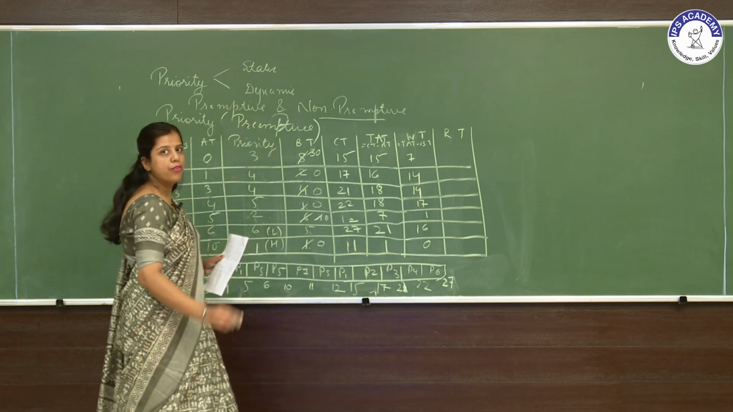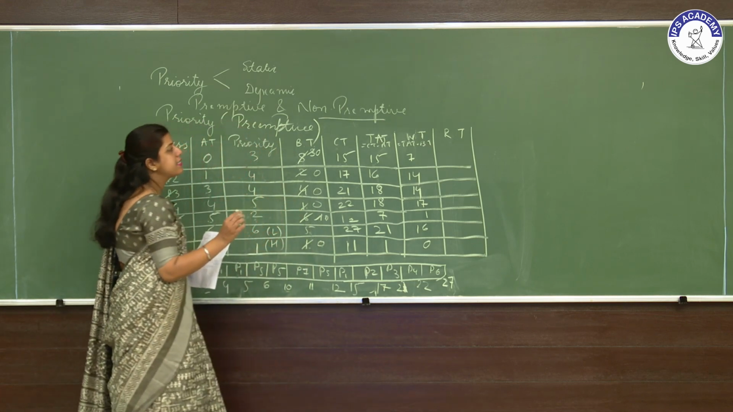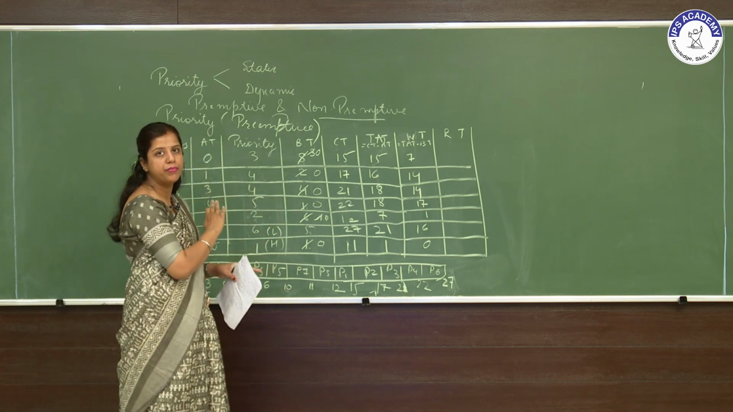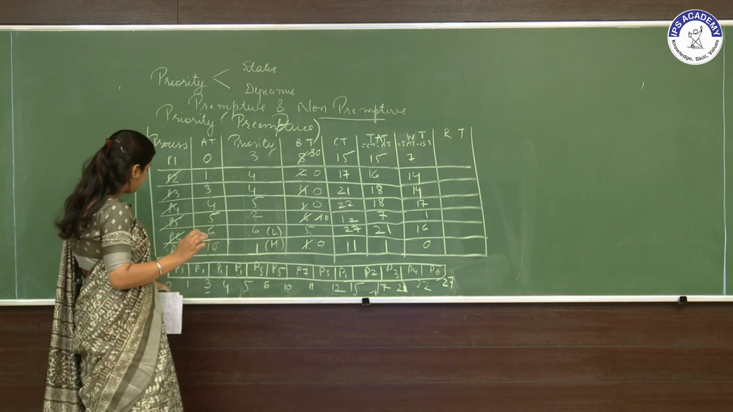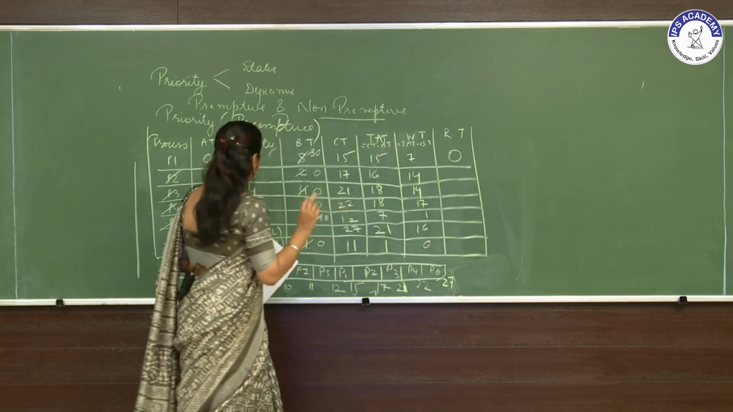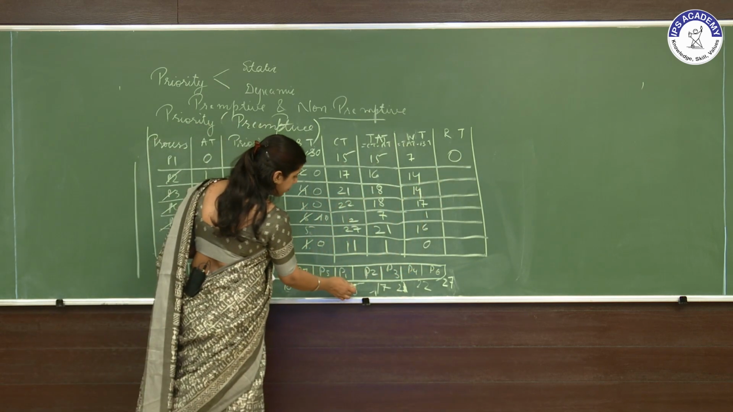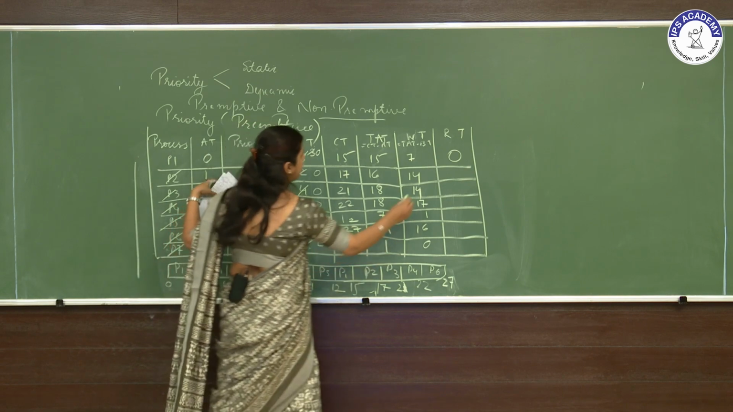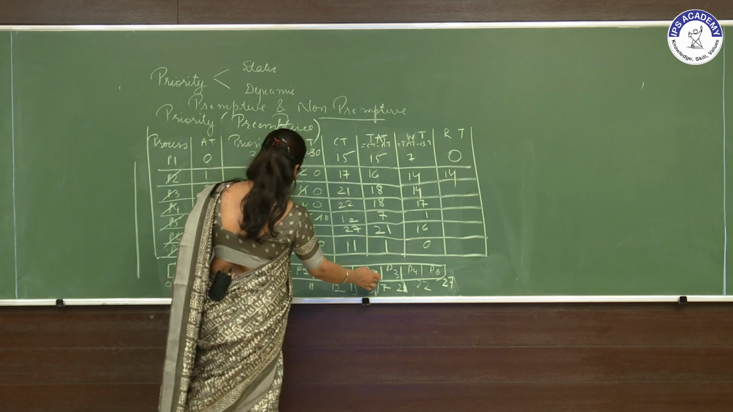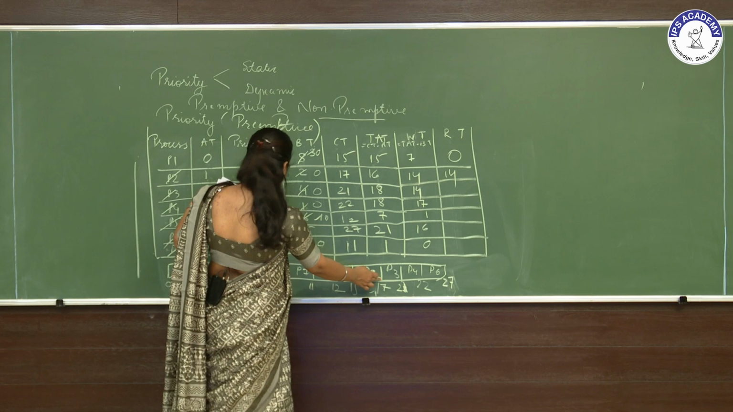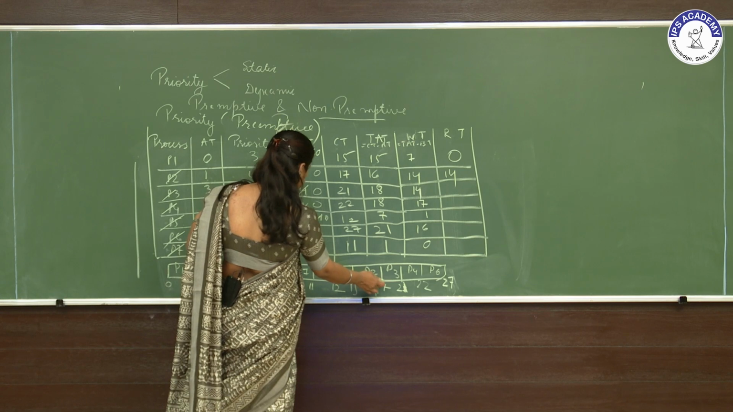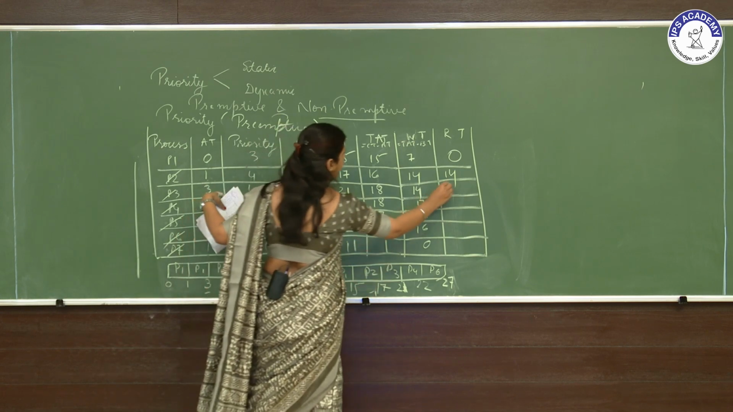Now response time: the first time a process is assigned the CPU minus its arrival time. For response time, you have to look at the left side of the Gantt chart. For P1, the first response was given at 0. 0 minus 0 will be 0. For P2, the first response was given at 15. 15 minus 1, 14. For P3, the first response was given at 17. 17 minus 3, 14.